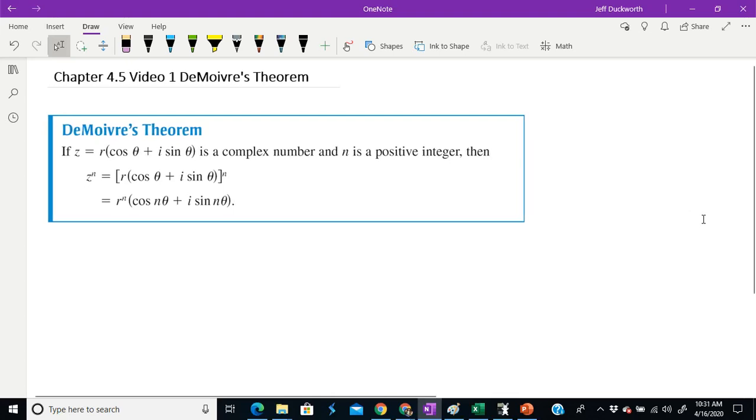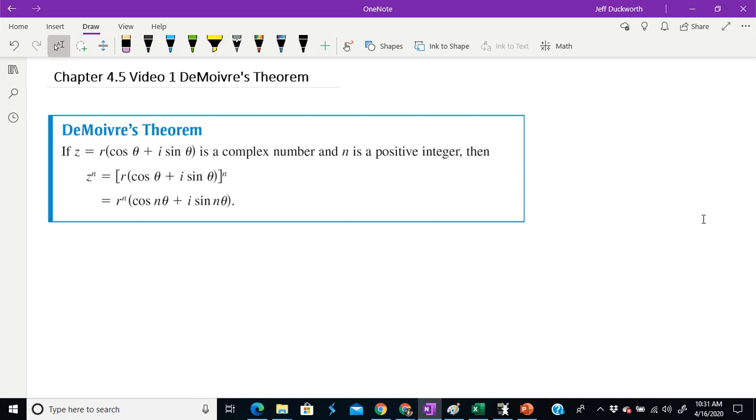All right, the last section for this unit deals with how we raise a complex number to a given power, whether that be a positive integer, or whether it's a square root, cube root, or whatnot. So de Moivre's theorem is up on the screen there.